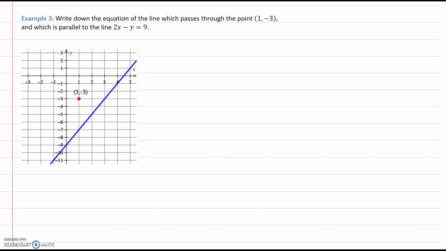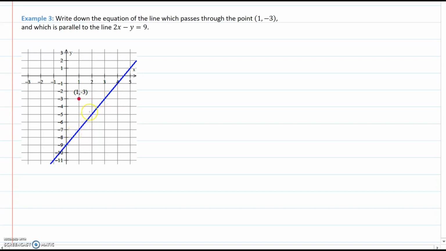This example asks us to write down the equation of a line which passes through the point (1, -3) and which is parallel to the line 2x - y = 9. So what I've done here is I've drawn in the line 2x - y = 9 and the point (1, -3). And what we're going to be looking for is the equation of a line that goes through this point, (1, -3), parallel to that line.